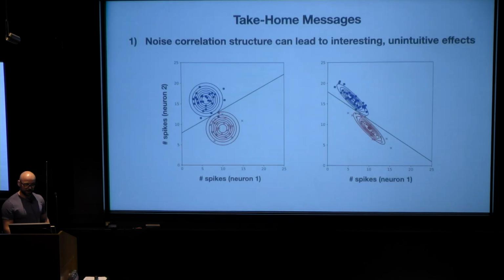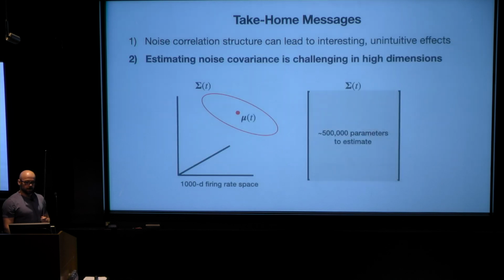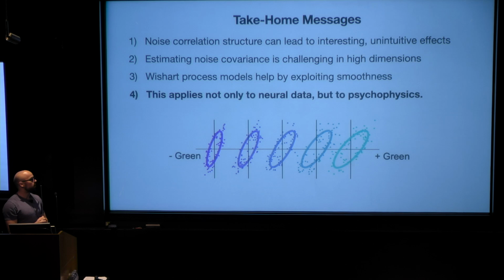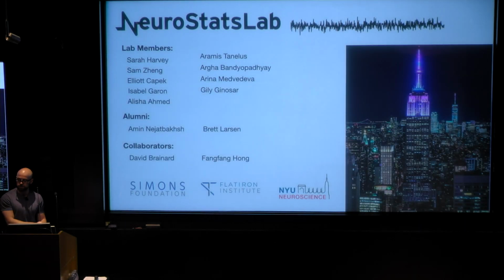So very exciting. What I tried to tell you in this short talk is, one, that neuroscientists are really interested not just in the mean input-output response of a neural circuit, but in studying the scale and the correlations of noise across neurons. Estimating that noise covariance is extremely challenging, especially in high dimensions. And I introduced this idea of a Wishart process, which is a close cousin to the Gaussian process, which has proved to be very useful in neural data. And also, we're applying this now to human data as well. And with that, I'll thank my lab and take questions.